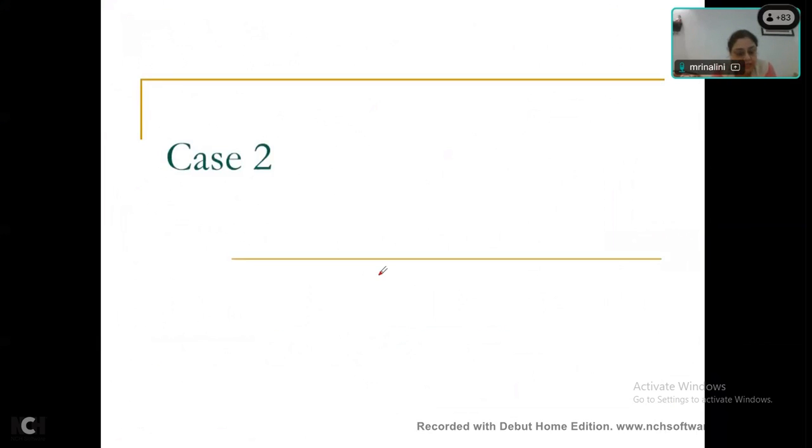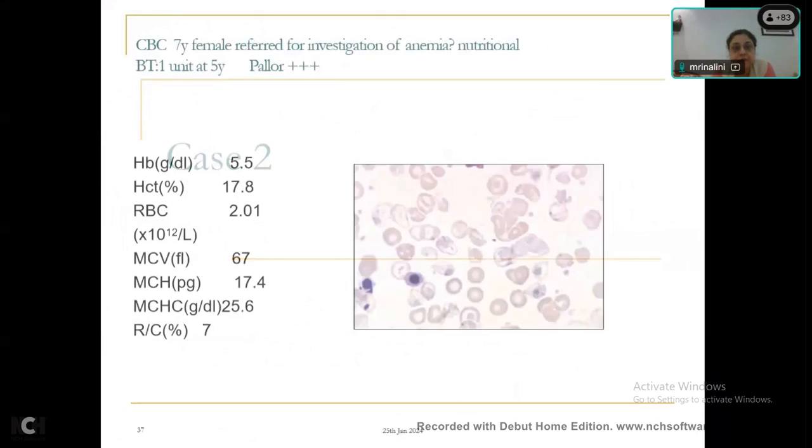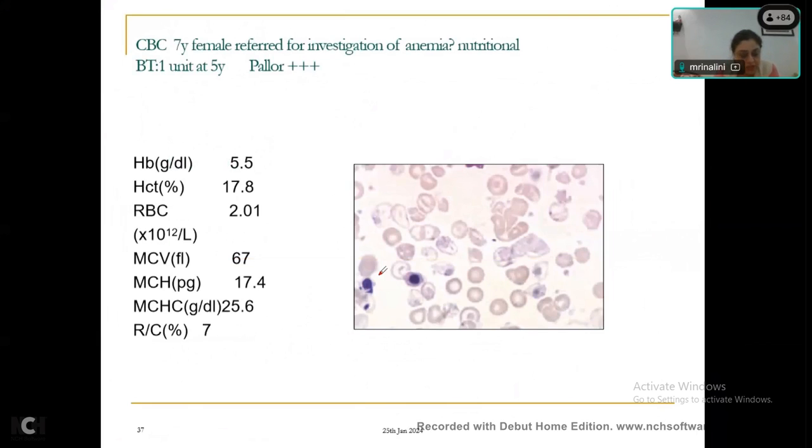So coming to case 2. This is a 7-year-old female referred for investigation of anemia, query nutritional, and she had received 1 unit of blood transfusion at 5 years. She has marked pallor. So Shreya, could you discuss the CBC for me?